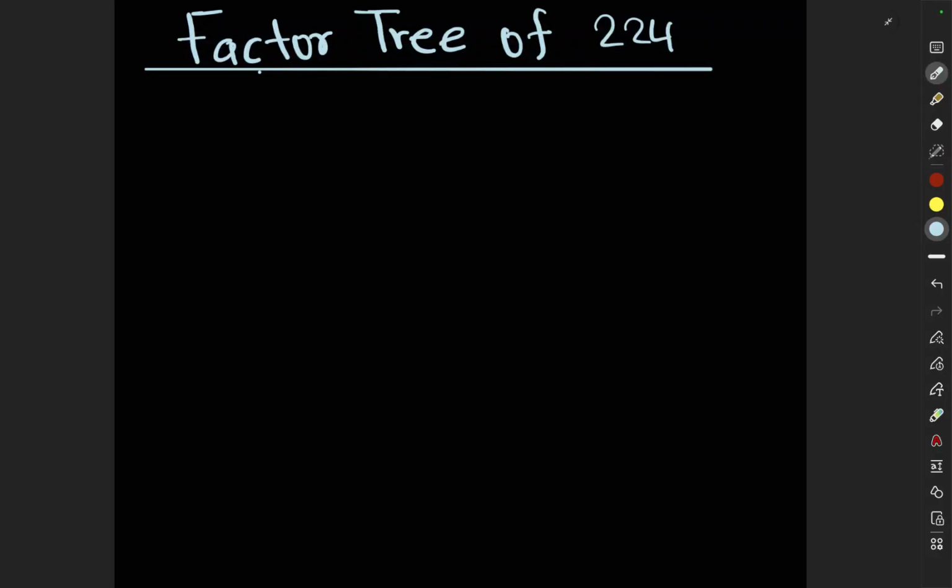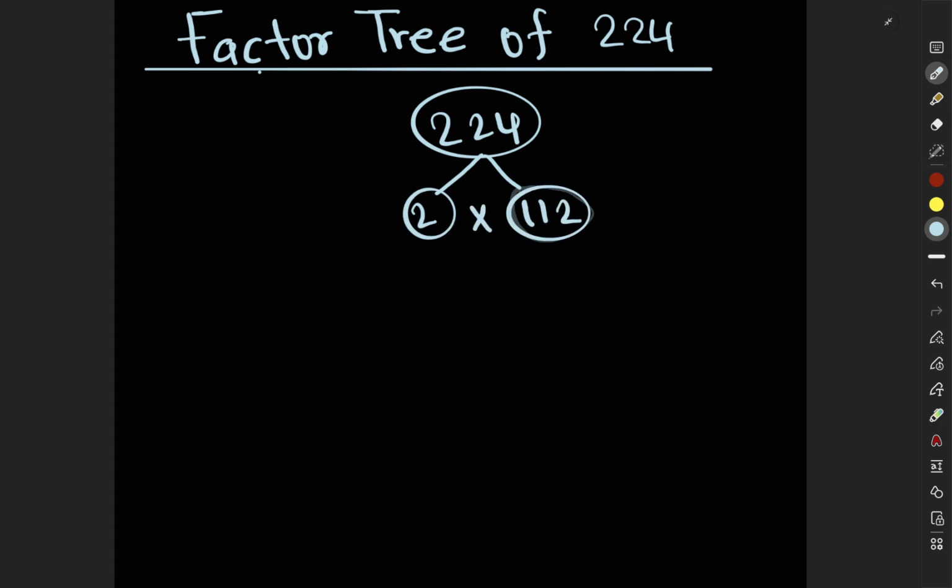Factorization of 224. So 224 can be written as 2 times 112. 2 times 112 means 224. 112 can be written as 2 times 56.